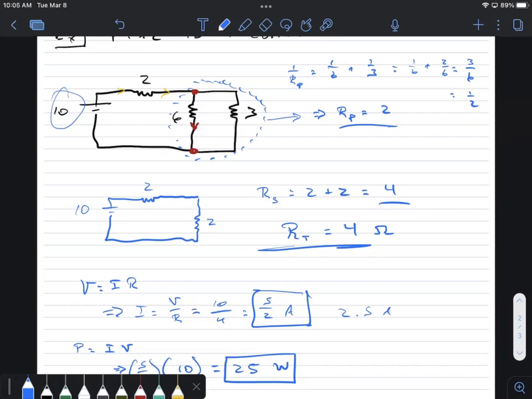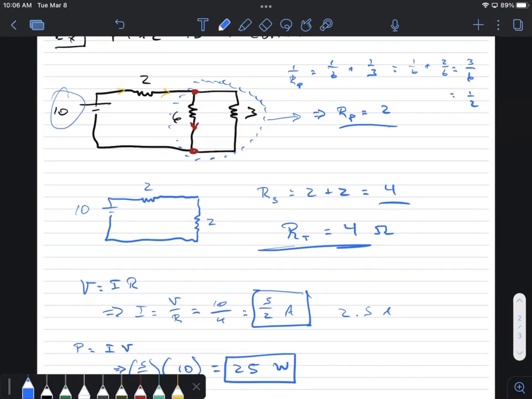The method, there's no one way to do it. It's up to you and it's up to the circuit itself. But you're going to look at the circuit, look at its resistors, and see what sets you can start working on immediately. In this case, I can't work on the 2 yet because it's not in series or parallel with anything. However, the 6 and the 3 I can work on because they are parallel to each other. So I work on them first.